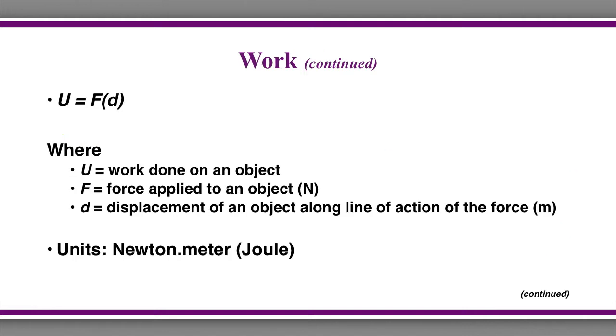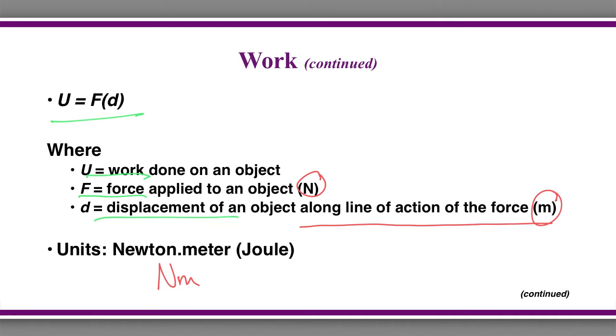The equation that we're going to use for work is U equals F times D, where U equals the work done, F is the force applied to the object, which is important to note is going to be measured in newtons, and D is displacement of an object along the line of the action of force, measured in meters. So the overall unit that will be used for work is the Newton meter, or Nm, which is otherwise known as a joule.